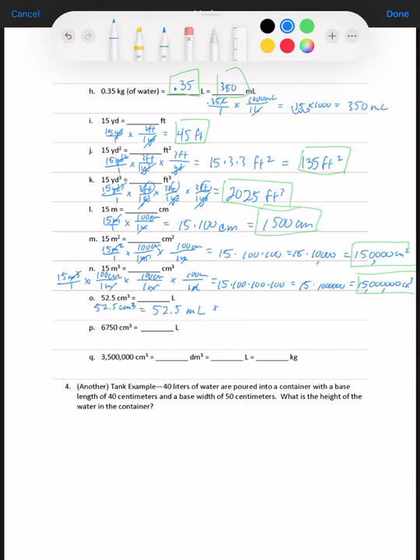And multiply that by the conversion factor of 1,000 milliliters for every 1 liter. So essentially I'm going to divide 52.5 by 1,000. So I move my decimal over 3 places to the left. And I get 0.0525 liters.